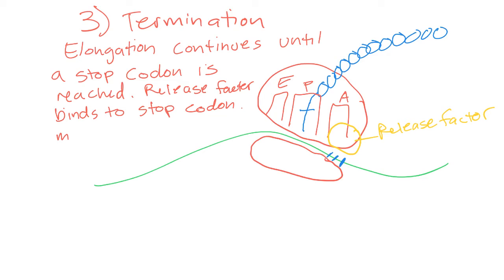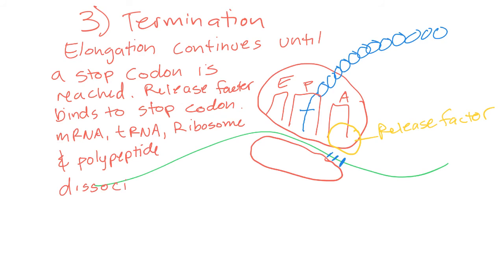Okay, so the mRNA, tRNA, the ribosome, and now our polypeptide break apart or dissociate. And go their separate ways. The ribosome can be reused, the tRNAs can be reused, and the polypeptide then goes to be folded into its final shape as a protein.